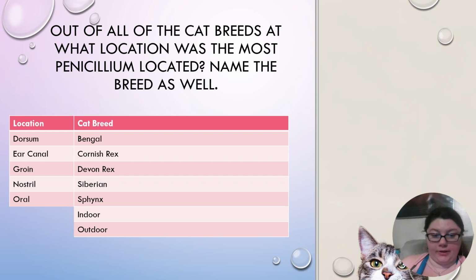Out of all the cat breeds, at what location was the most penicillium located? Name the breed as well. So the location was the ear canal, and the cat breed was Siberian. If I had to guess why that was the case, probably that cat had an ear infection recently, which is why it had penicillium in high amounts there.